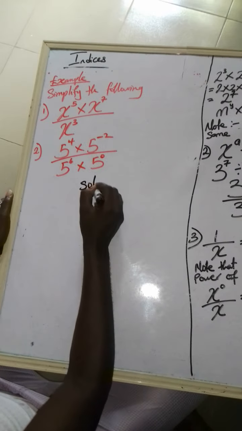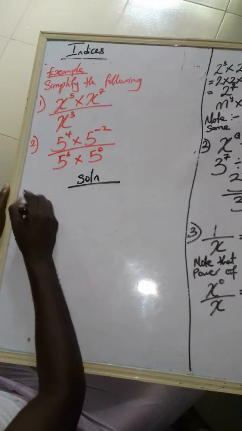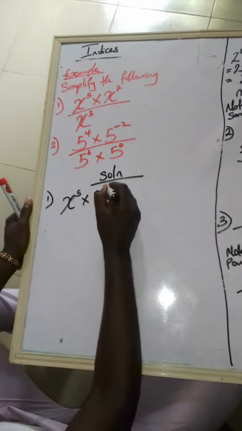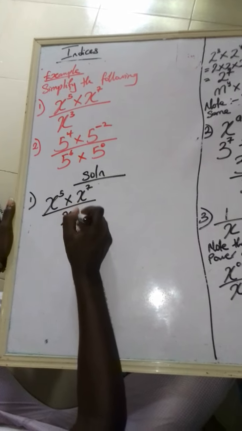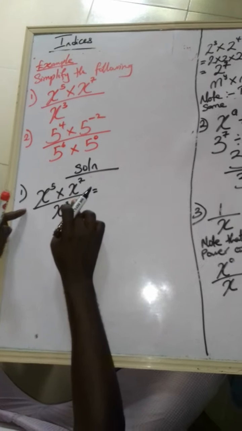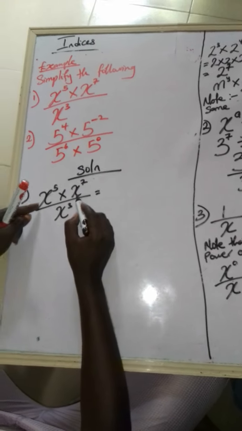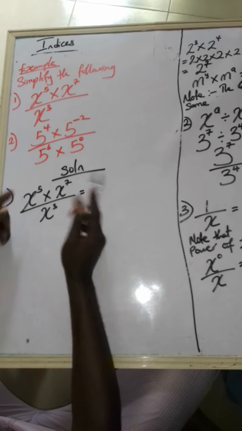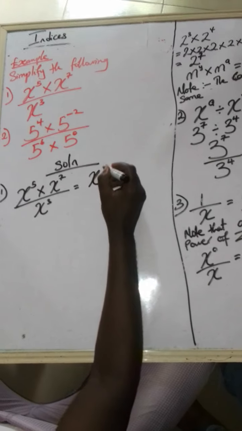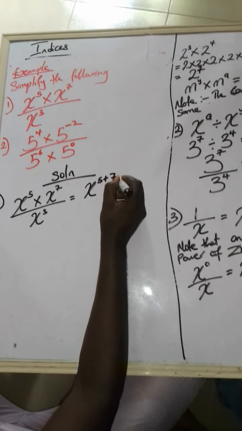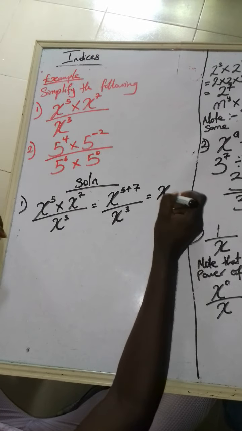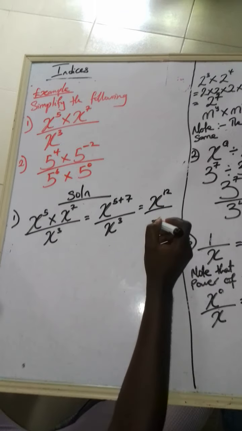Now we can solve this. We can solve this by saying solution 1. x raised to the power of 5 multiplied by x raised to the power 7 all over x raised to the power 3. Now, invoking the first law, whereby we know that when we have the same constant and we have multiplication in between them, the power will be added. That is, we have x raised to the power 5 plus 7 all over x raised to the power of 3. And this will give us x raised to the power of 12 all over x raised to the power of 3.